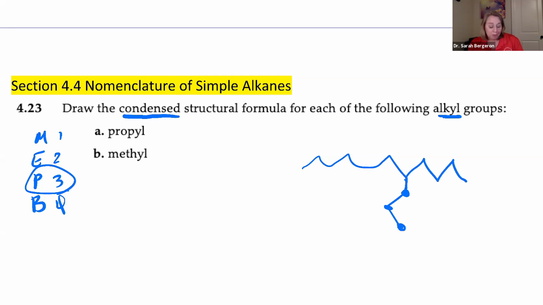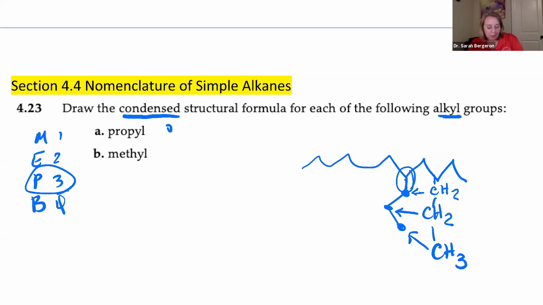That propyl group is actually attached right here. And so when we write it out, we want to kind of say that. So I'm going to start at the bottom, with this carbon. This carbon has 3 hydrogens attached to it. This carbon has 2 because it's bonded to the one below it. Then this carbon also has 2 because it's bonded to the one below it and the one above it.